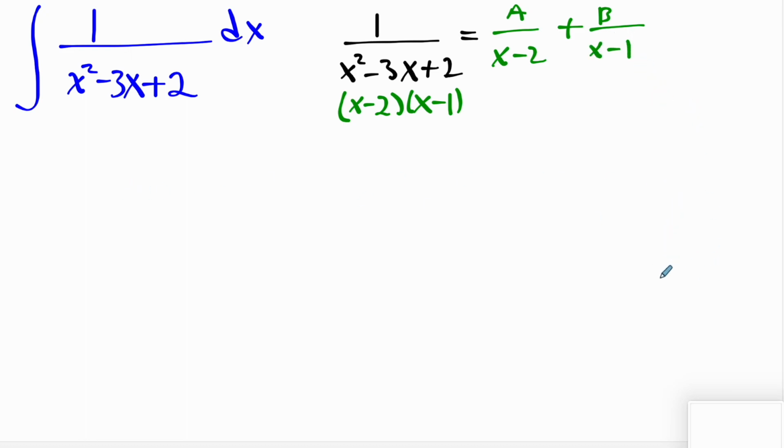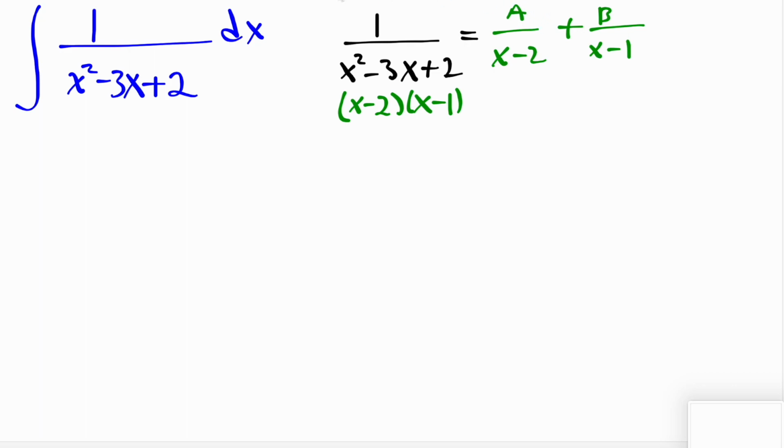Imagine this as we are having 1 over 6 and had a 6 factor, 2 times 3, and then later figuring out that this is 1 over 2 minus 1 over 3. So just like that, taking it and breaking it down to summation or subtraction of simpler fractions. So that's the goal. All right, let's continue.